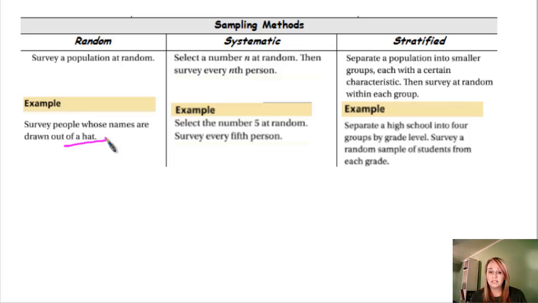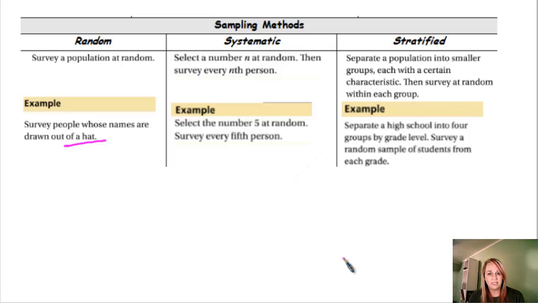In a systematic sample, you're going to select a number, let's say 5, okay? And then you're going to survey every fifth person. That's an example of a systematic sample. There's some system to the way that you're picking the people out of the group.